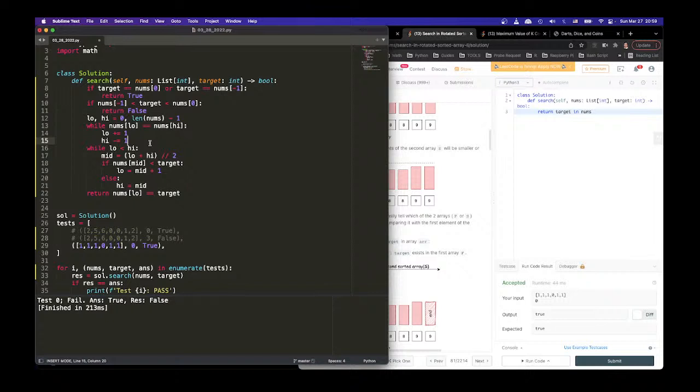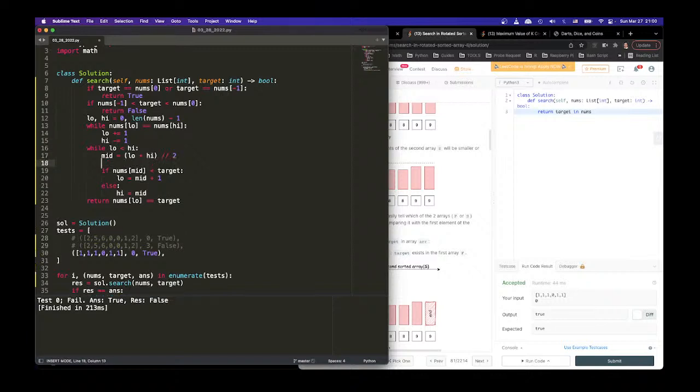If they're on the same side, or if they're not on the same side. Okay, so we should first check if they're on the same side. If they're not on the same side, like let's say mid is on the left hand side, target is on the right hand side. So the target is going to be smaller than mid, right? And it's smaller than left. Now, in this case, maybe it's just easier.